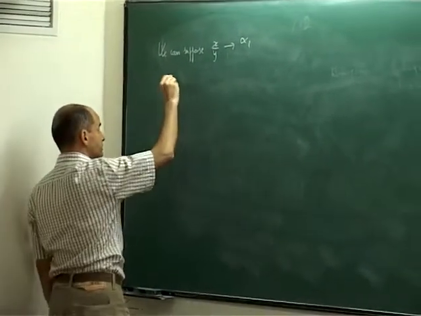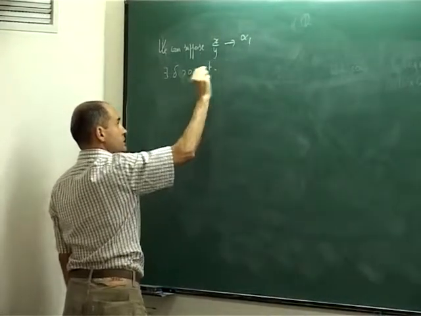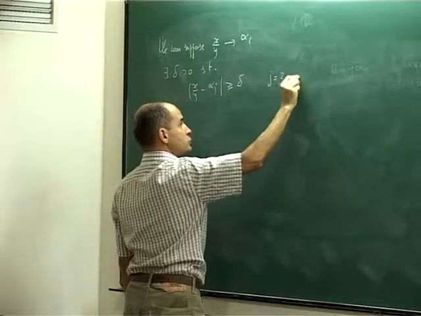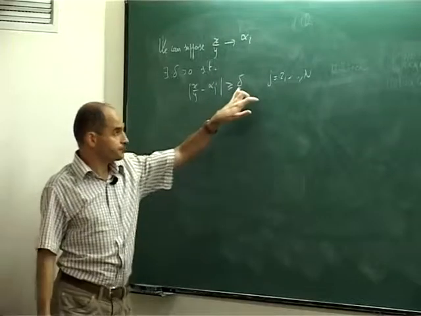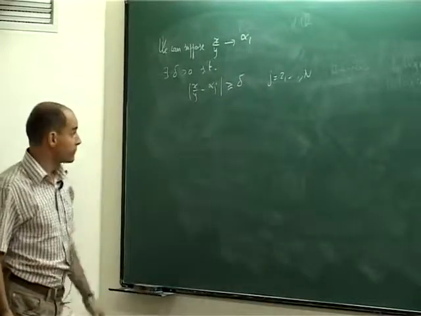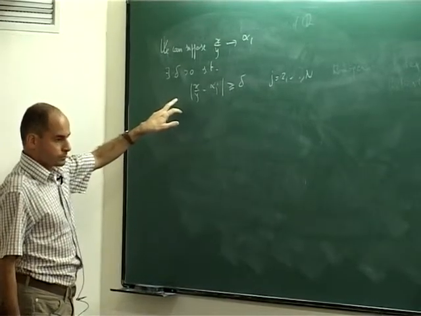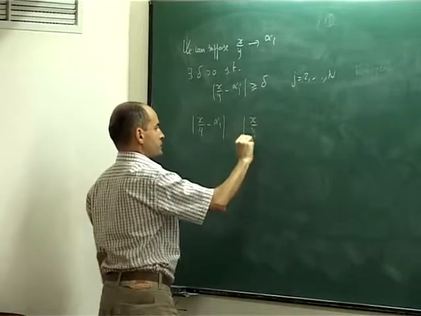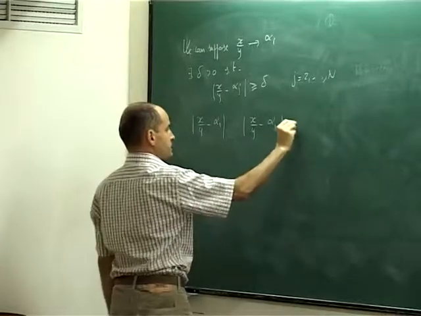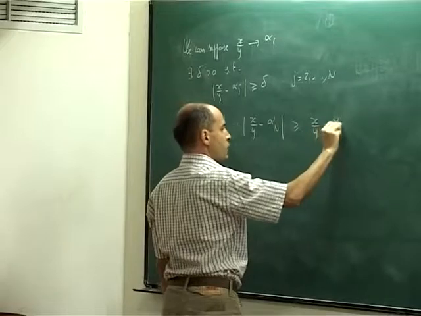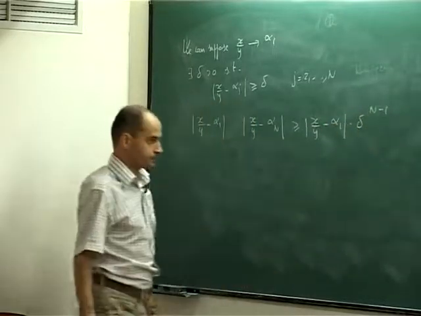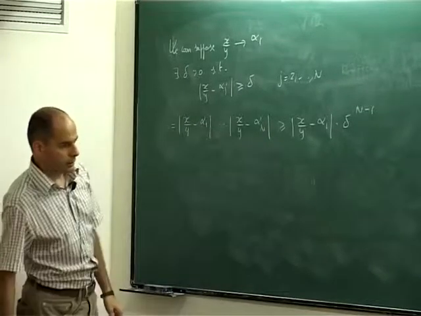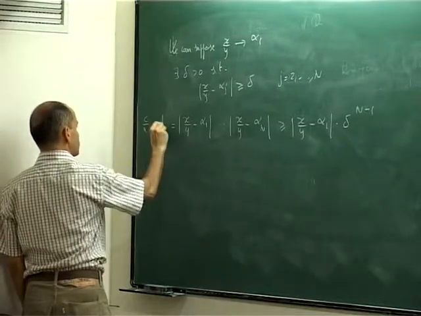And so there exists a delta strictly positive such that the absolute value of x over y minus alpha j is at least delta for j from 2 to n. We can take delta to be half of the distances of alpha 1 from alpha j. So the product of absolute values of x over y minus alpha j is at least the absolute value of x over y minus alpha 1 multiplied by delta to the n minus 1. But this is also equal to c over a times 1 over y to the n.